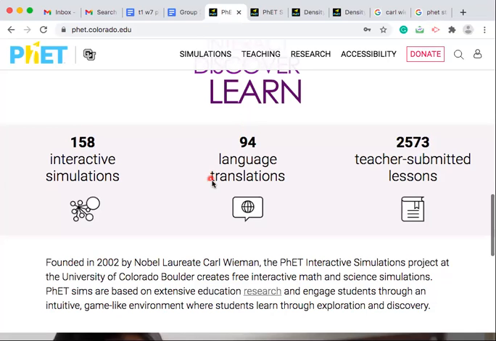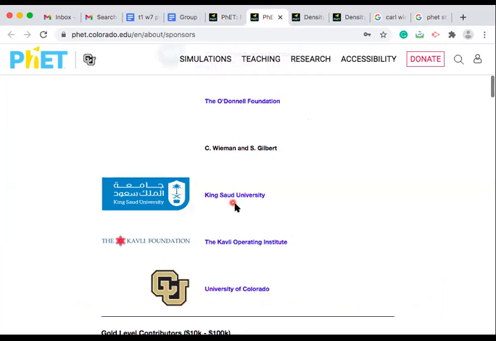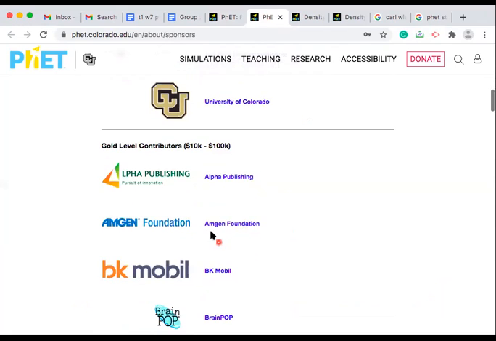It was founded by a Nobel laureate called Carl Wieman. He's an American physicist, and he decided after winning the Nobel Prize to found this project. It's a non-profit project, so every one of us can donate. Actually, there is a huge range of sponsors. For example, you will find King Saud University, you will find University of Colorado, and so on and so forth.